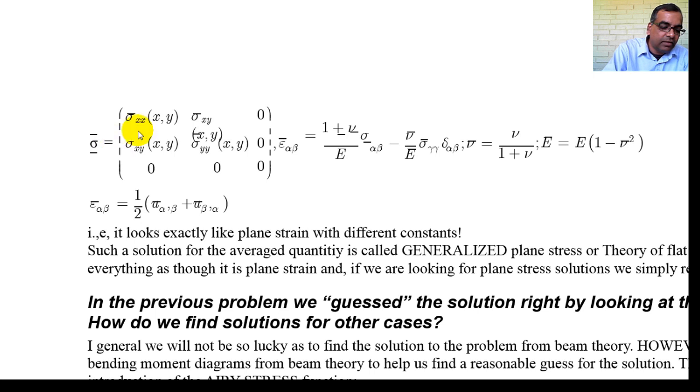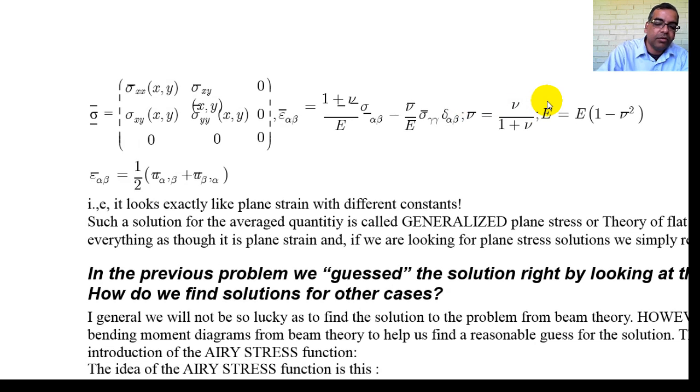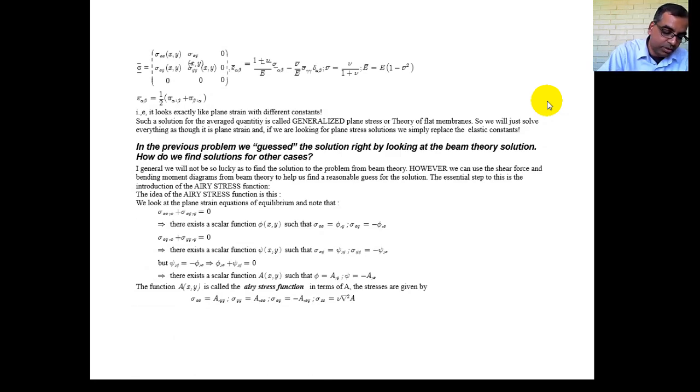Sigma, all these things are averaged, and sorry about that, something got messed up. But epsilon bar is 1 plus mu over E sigma bar minus mu over E sigma bar, except that the Poisson's ratio and the Young's modulus will not be exactly the same as the original one. These are the correction factors. So your Poisson's ratio is not the actual one, but slightly different. Okay, so that's what will happen. So let me write this down.